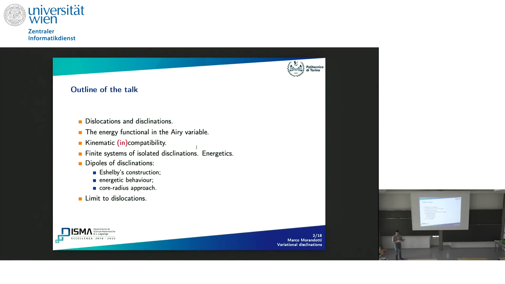If you've got a material without any defects, the elasticity is called compatible, and dislocations and disclinations arise when there is some kinematic incompatibility. So I'm going to go through a little bit of a review of compatibility and incompatibility to see where the measure of these defects arise and how they can be treated. And then we can move on to finite systems of isolated disclinations, and we see the energetics of them.